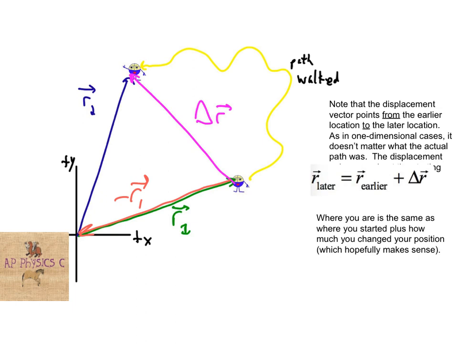We can see that here, the equation got covered up a little bit, but that R later is R earlier plus delta R. How come? Because if delta R is R2 minus R1, then algebraically we can just turn this around by adding R1 to both sides, and we end up with that R2 is R1 plus delta R. In other words, where you end up is where you started plus how much it changed, which is sort of a duh statement, but worth commenting on.